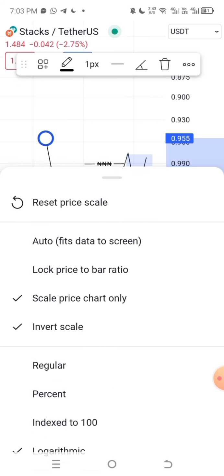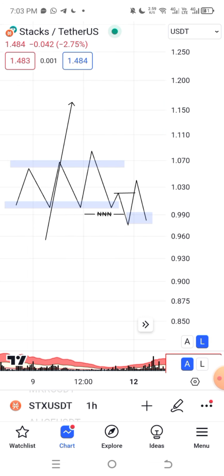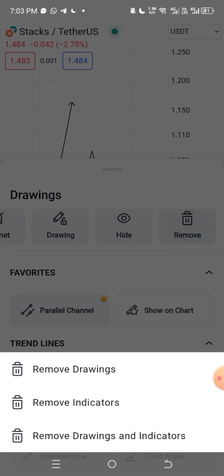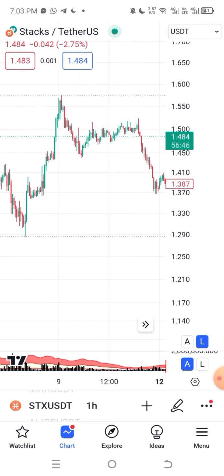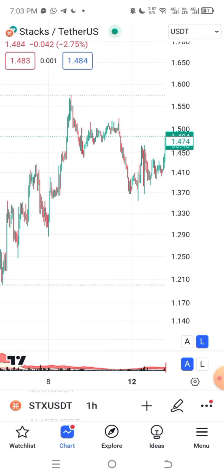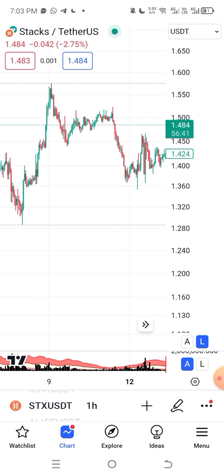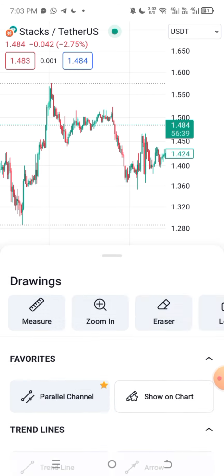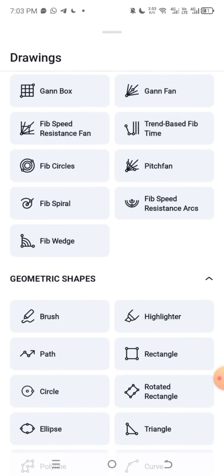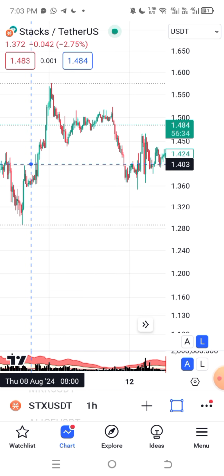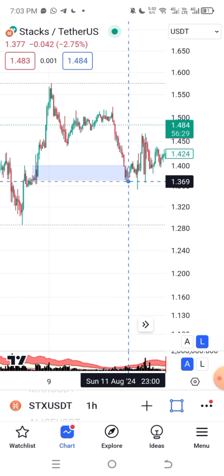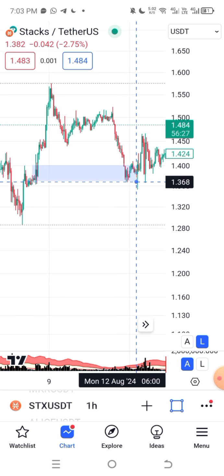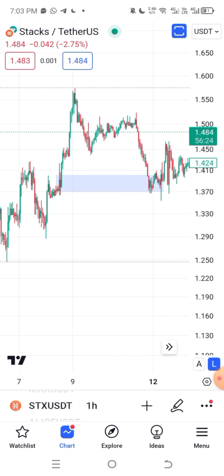So let me switch back to this, and I'm just going to cancel all these drawings so that you see the nature of the market. Now let's identify what we have done. Let me show you again here to show you that this actually works and it plays out most of the time. Can you see this? Can you identify this? Good.